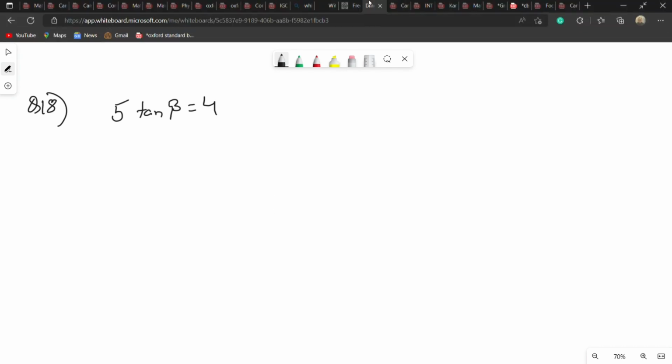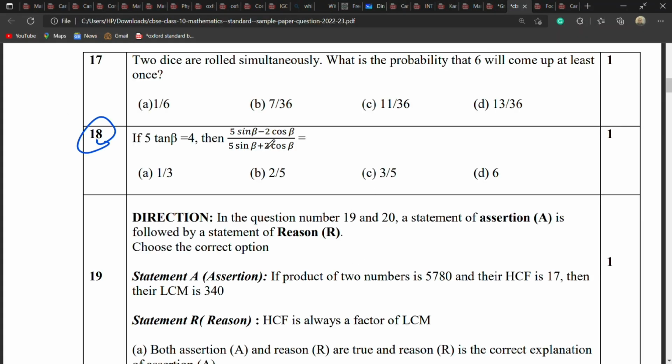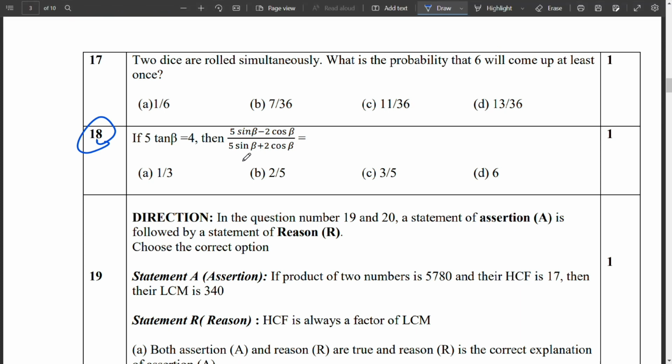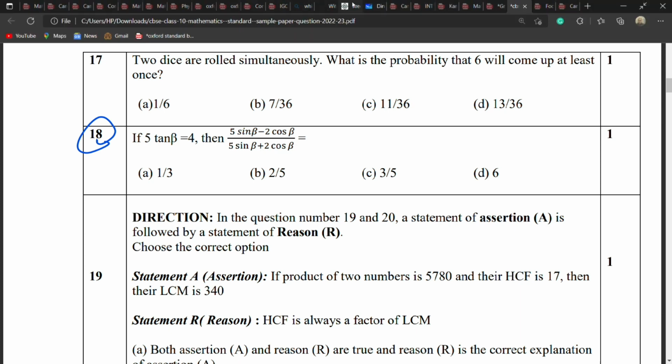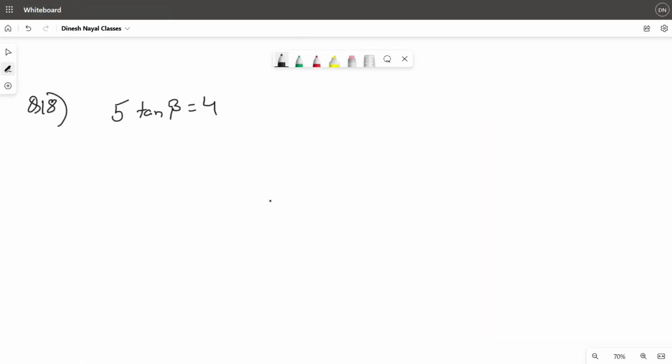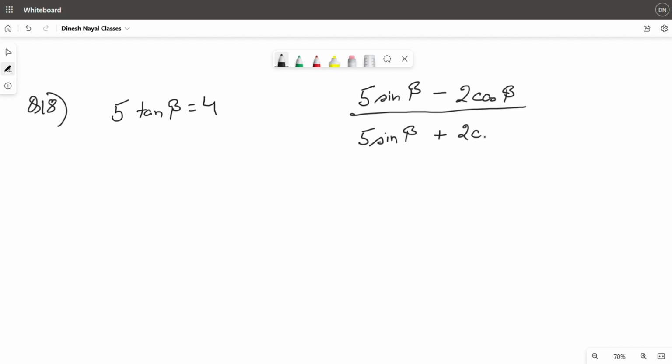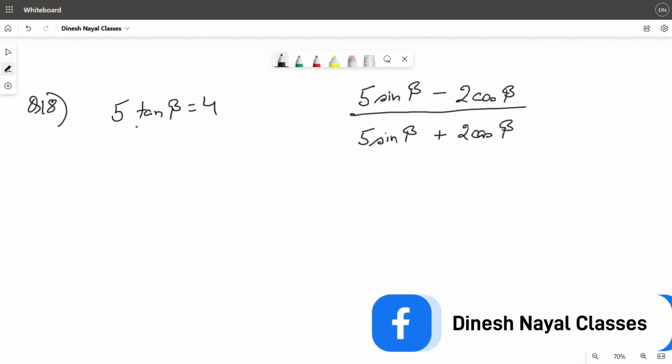And we have to find the value of (5 sin beta minus 2 cos beta) upon (5 sin beta plus 2 cos beta). So writing this over here, we have to find (5 sin beta minus 2 cos beta) upon (5 sin beta plus 2 cos beta). So we have to find the value of this.